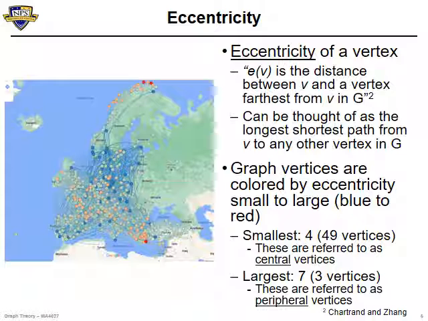The eccentricity of a vertex V is the distance between V and a vertex farthest from V in G. This can also be thought of as the longest shortest path from V to any other vertex in the graph G.